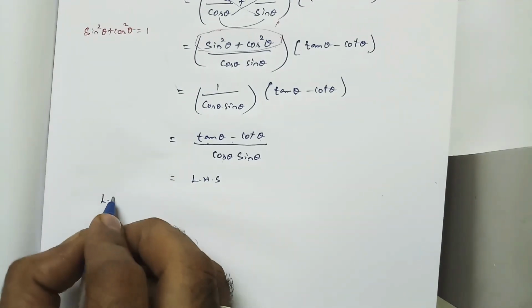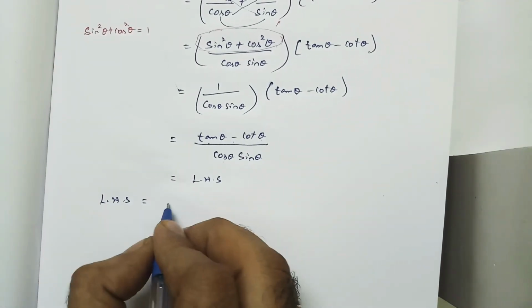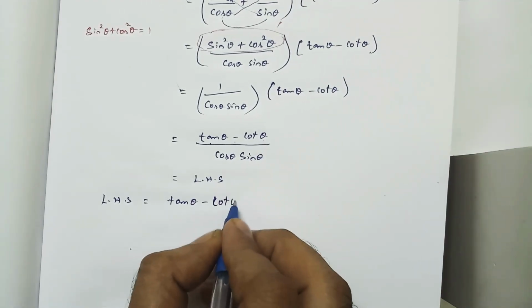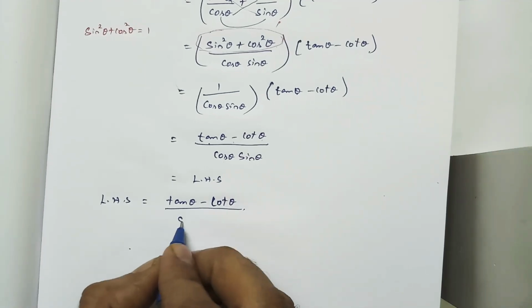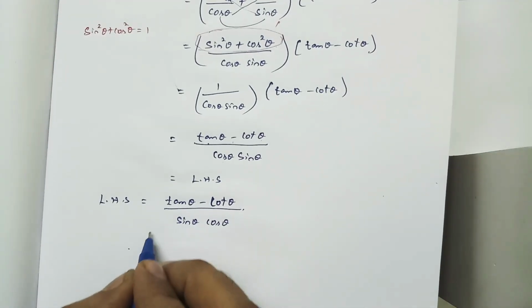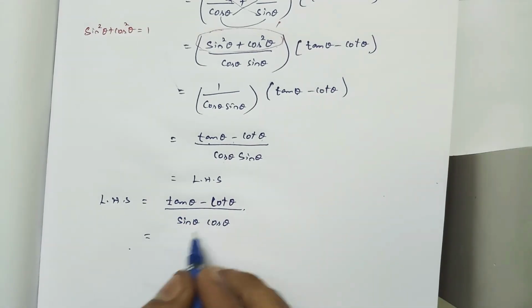So here, what is LHS? LHS is equal to tan theta minus cot theta divided by sin theta into cos theta, right? How are we going to simplify?